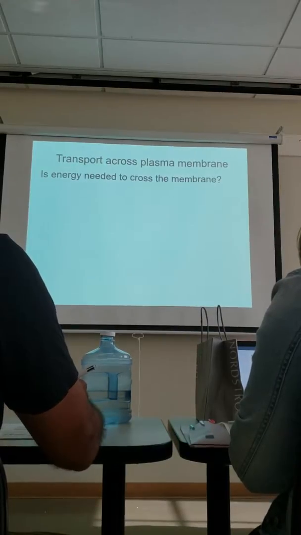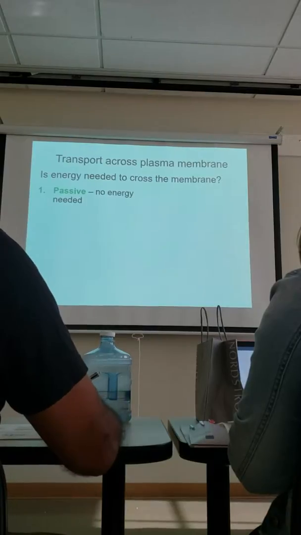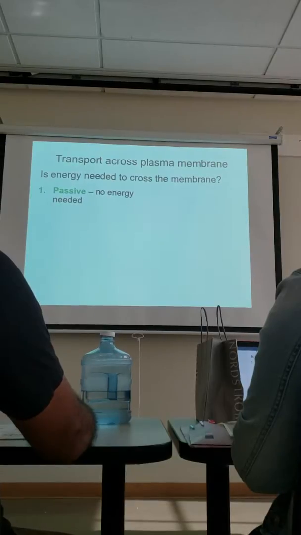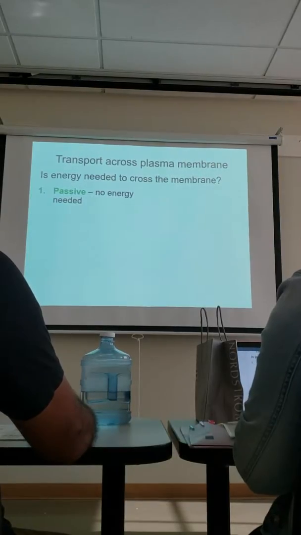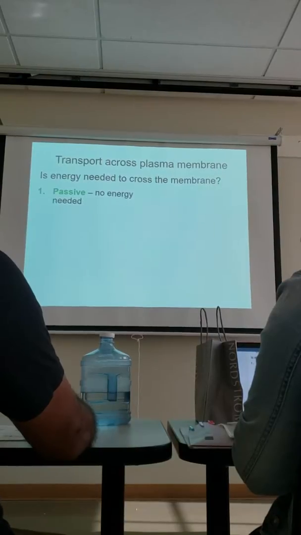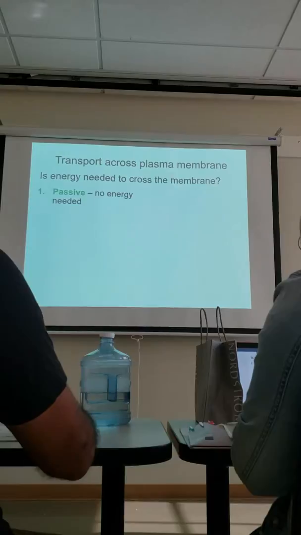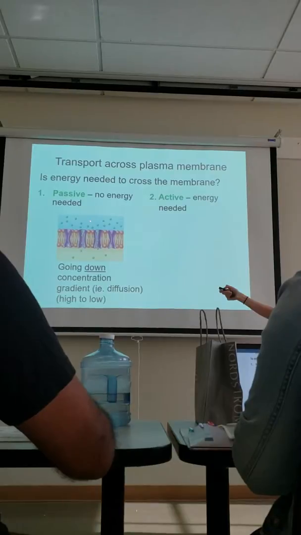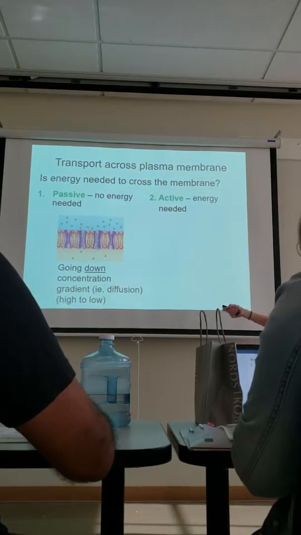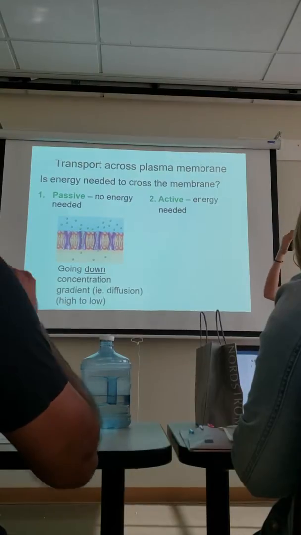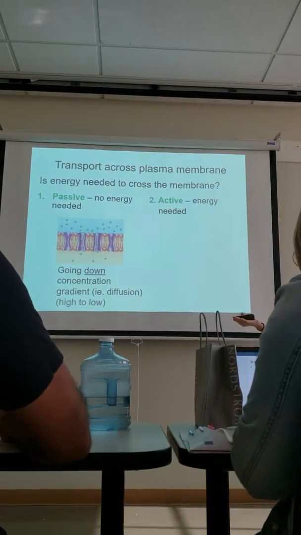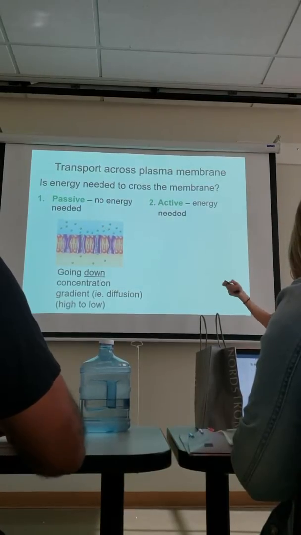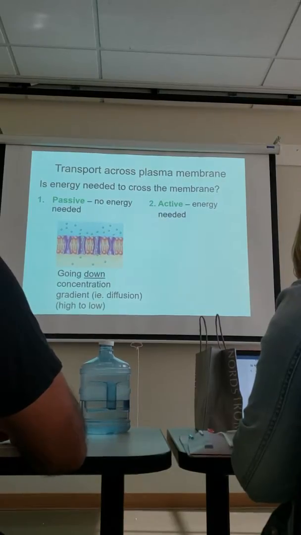So do you guys remember, what's the main concept of diffusion? What are we looking for? A concentration gradient, right? So remember, for diffusion, we're looking to see, is there a high to low concentration? And if there is, what do you know about how the molecules are going to move? They'll move by themselves, right? So in diffusion, the molecules naturally go from high to low concentration. Because they go by themselves, this is considered passive, or no energy is needed.